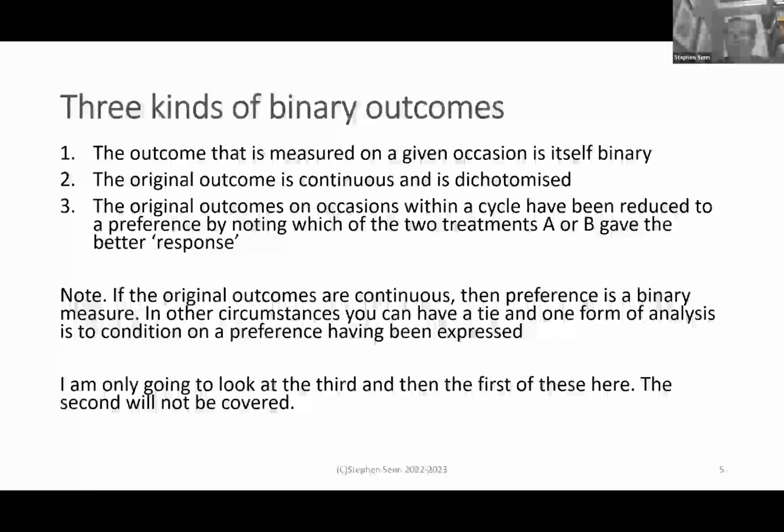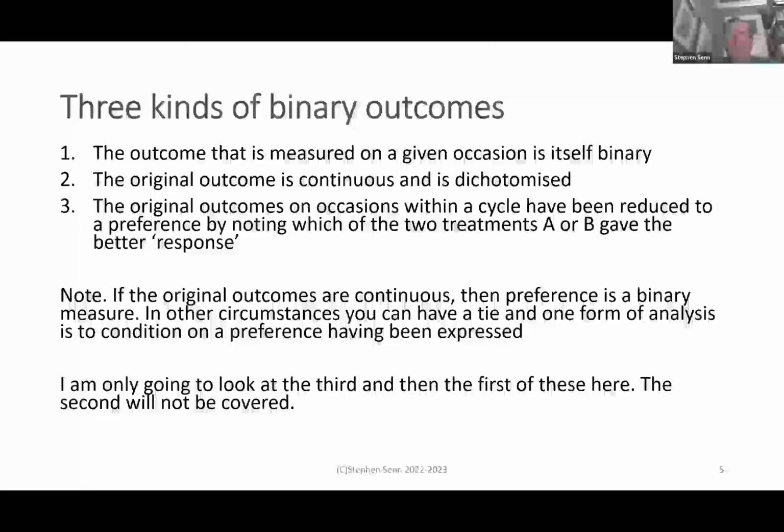The second kind: the original outcome is continuous and is dichotomized. Most binary outcomes are actually of this sort. And the dichotomy can be in space or in time or in both. So for example, you can look and see whether a particular patient recovered from a stroke to have a particular level on the disability score at a particular time.